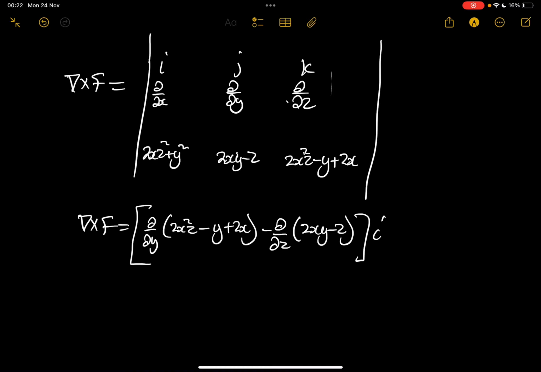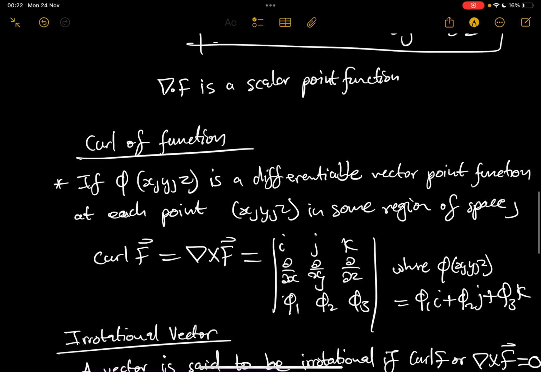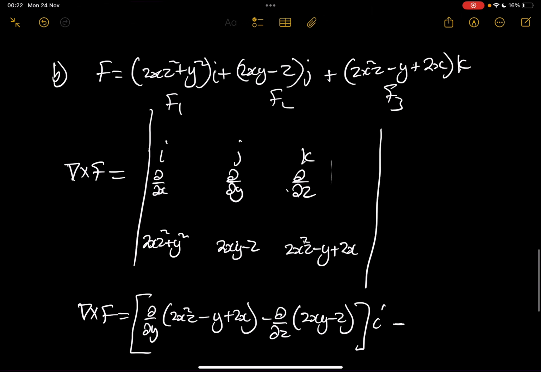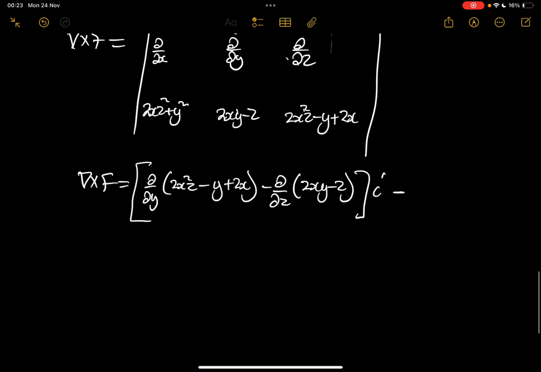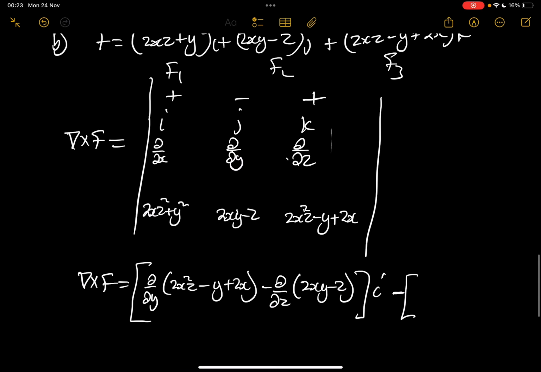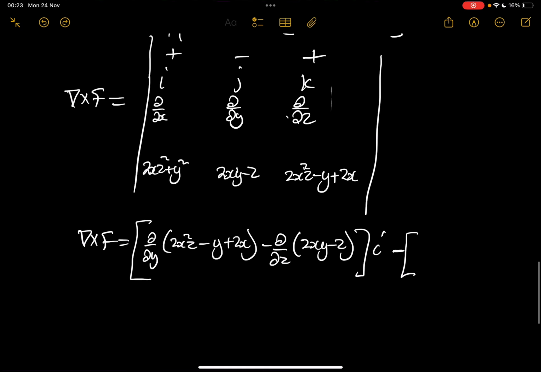And again, a curl has to give you a vector function. A curl has to give you a vector point function. This is very important. And then minus, remember this is plus, minus, plus. So this is minus, and if we're evaluating that, we cross this part, and then this times this minus this times this. So hopefully you still remember that.